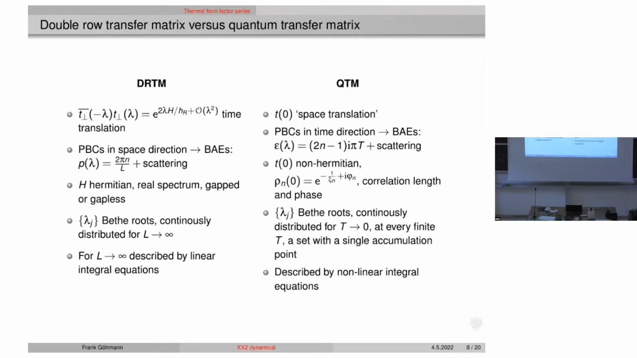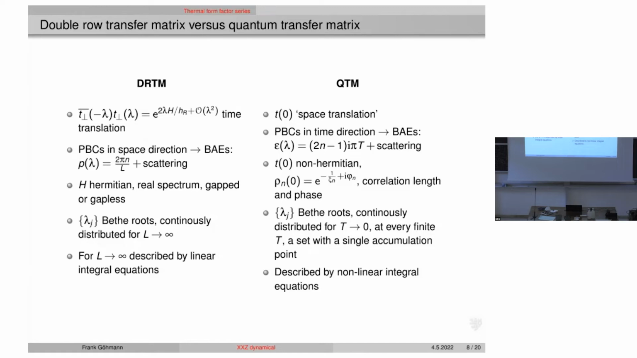Then we have periodic boundary conditions in the space direction for this double row transfer matrix, and using periodic boundary conditions in the space direction, you get quantization conditions for the momentum, which are called Bethe ansatz equations. When you do it in the quantum transfer matrix case, for small t, you get quantization conditions for the rest energy. This corresponds to the Wick rotation on the lattice. So you're quantizing momentum here, energy here. Here, the Hamiltonian is Hermitian and has real spectrum. There, the transfer matrix is non-Hermitian and has non-real spectrum.